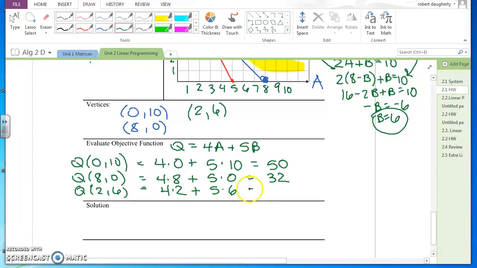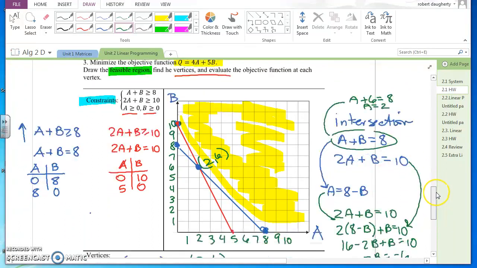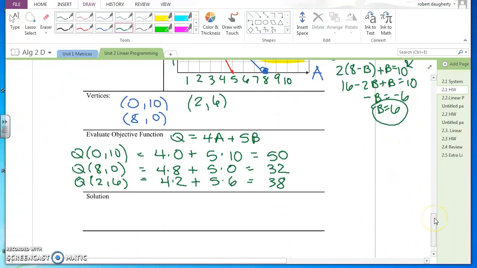And at 2, 6, I get 4 times 2 plus 5 times 6. That's 38. Okay. My goal was to minimize. If I look at the original problem, minimize that function. So that function is minimized wherever I see the smallest number. So I have a minimum of 32 at the point 8, 0.